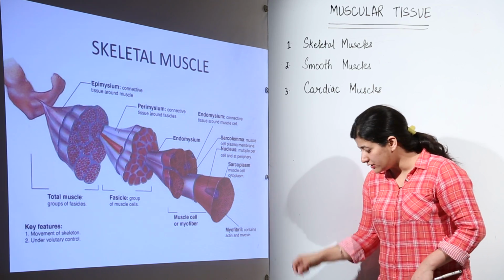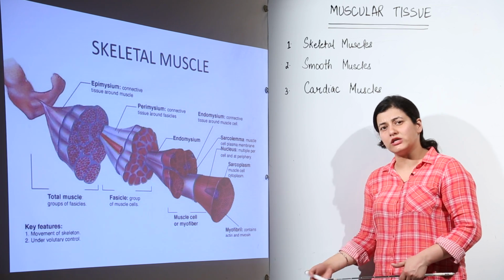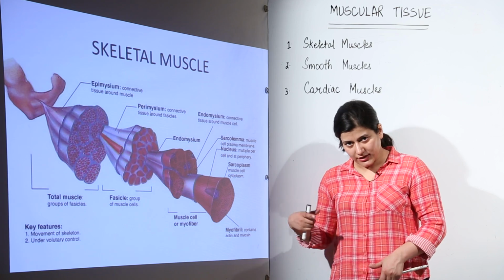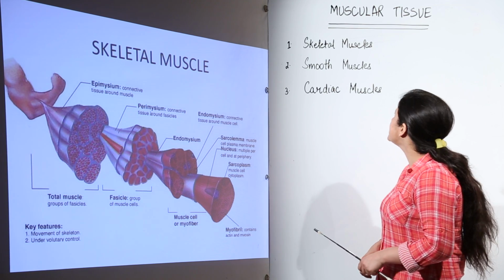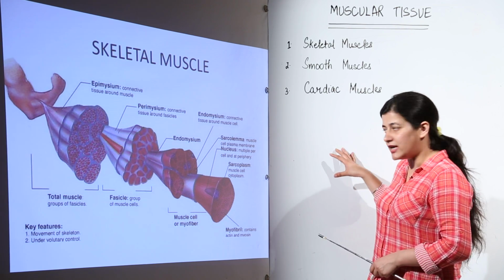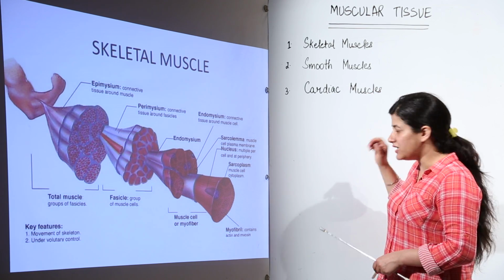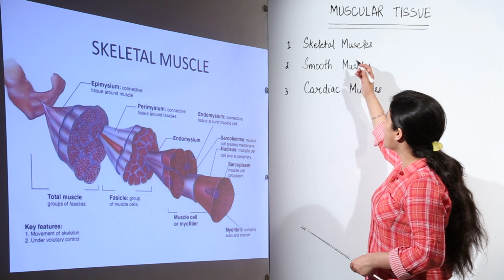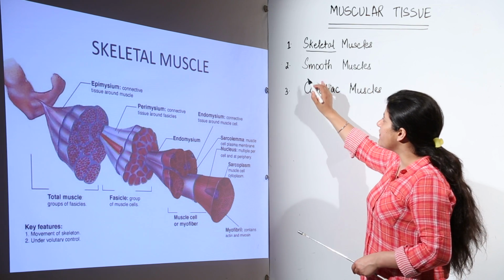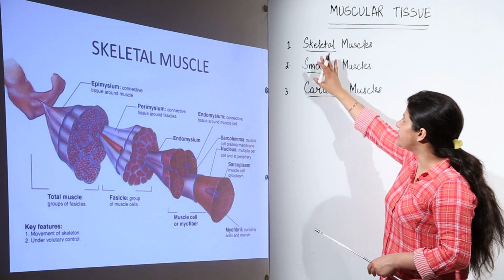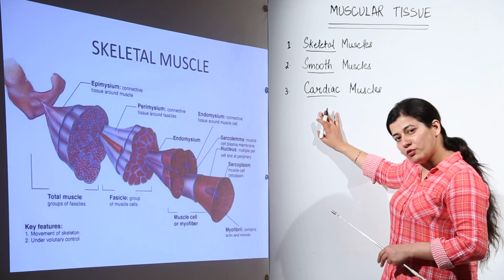That is what we deal with. For this muscular tissue, we have to understand what the types are, what the functions are, and what the location of a particular tissue is. That is our component of understanding. So we first see how many types of muscular tissues are present inside an animal body. We have skeletal muscles, smooth muscles, and cardiac muscles. These are the three types of muscular tissues.